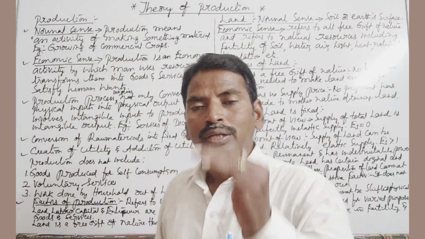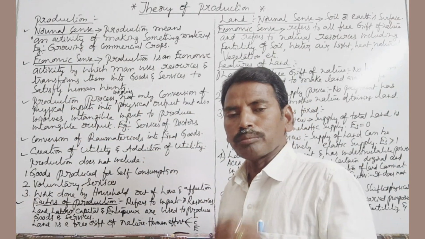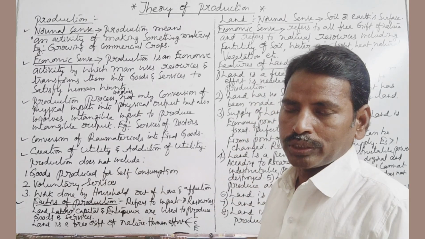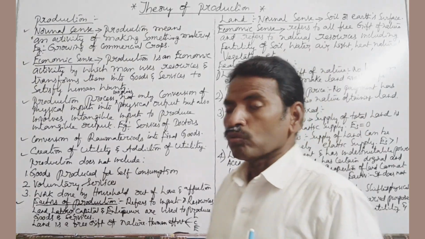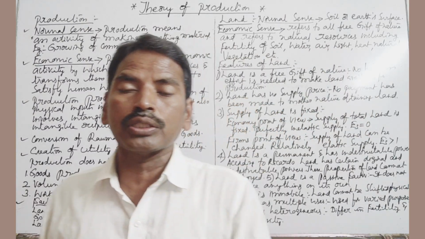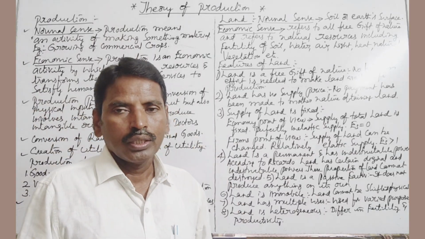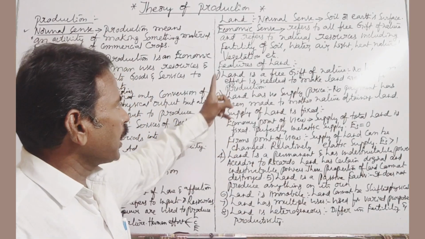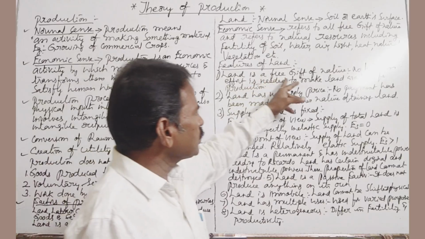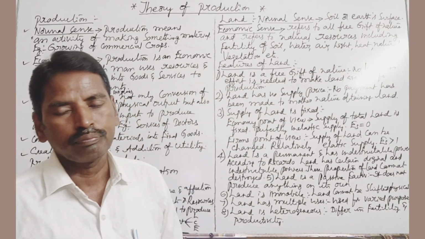This is called land in economics. The meaning of land in economics. Next, what are the characteristic features of land? The characteristic features of land are: one, land is a free gift of nature.